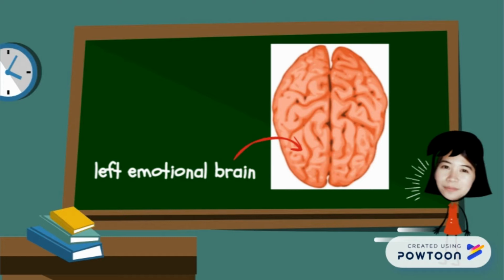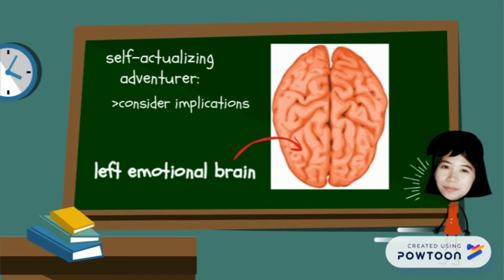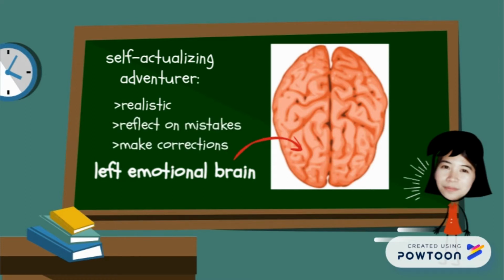A person is a self-actualizing adventurer when they consider implications before acting. They use a planning process and adhere to plans. They are realistic about what can be achieved of their goals. They sometimes reflect on mistakes and make corrections to behavior.